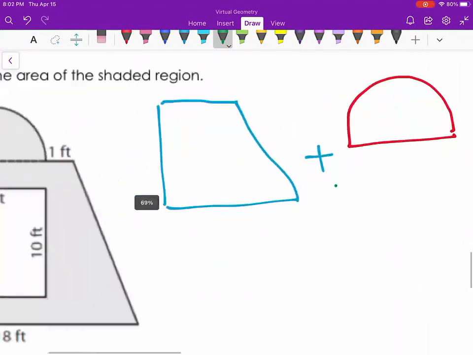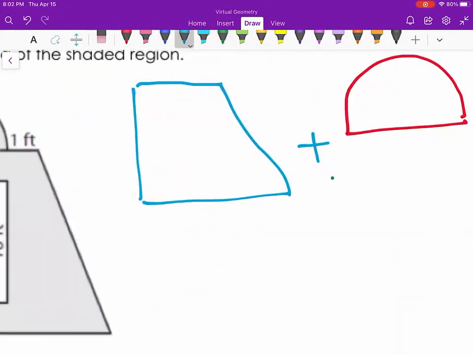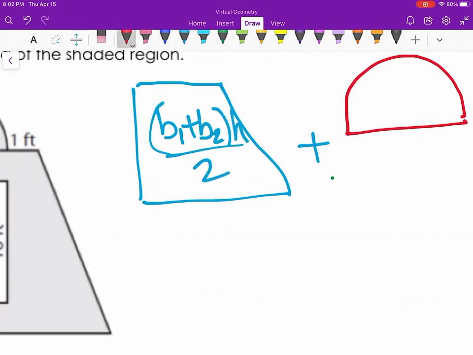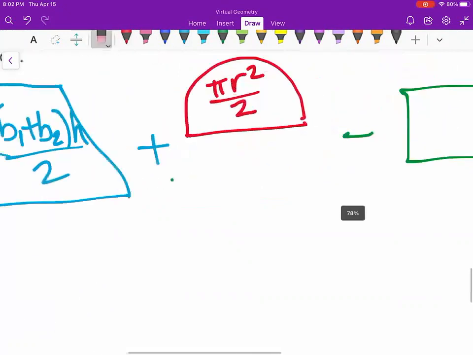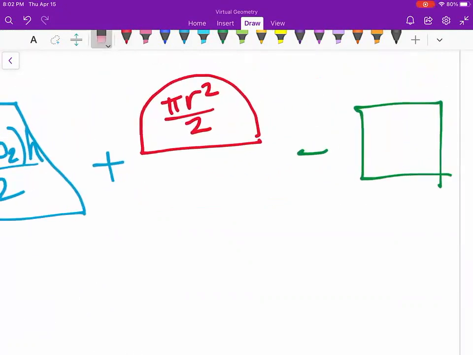So let's get all our formulas real quick. The trapezoid said base 1 plus base 2 times the height over 2. I only need half the area of a circle, so pi r squared over 2. And then our square said take the side length and square it. Let's find all our numbers.